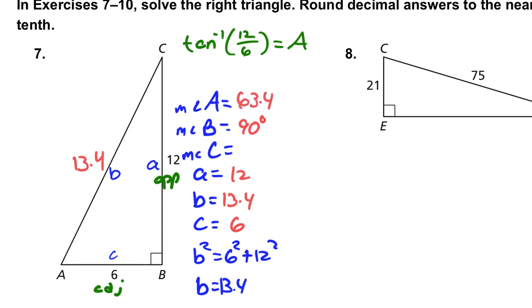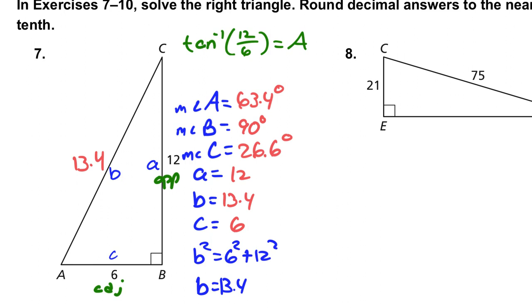If I know that 63.4 degrees, I can use my triangle sum theorem. So I can take 90 plus 63.4 and subtract that from 180. And I'm going to get that my missing angle is now 26.6 degrees. So that's when we know two of the sides.